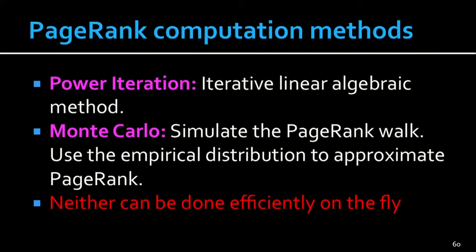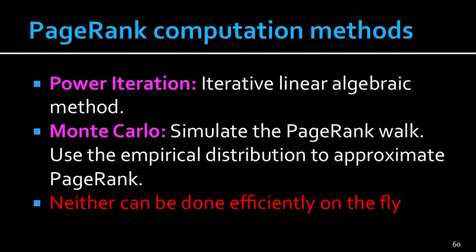So what are the computation methods for PageRank? There are two basic methods of computing PageRank. There are two families of computing PageRank. One of these families is based on techniques from linear algebra, the simplest of which is power iteration. I'm not going to talk about it, but it's an iterative method based on matrix multiplications.